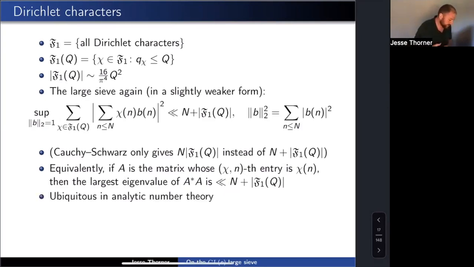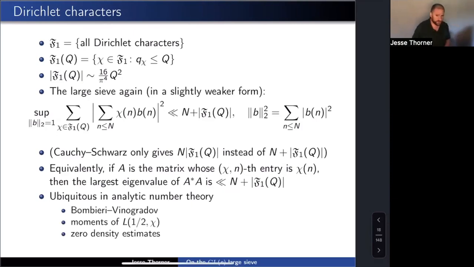Okay, so this bound is ubiquitous throughout analytic number theory. It comes up in many different places. Here's a small sampling of them. This is key for the proof of the Bombieri-Vinogradov theorem, which tells us that primes in arithmetic progressions are very well equidistributed on average over moduli q, as q varies up to x to the half plus epsilon.